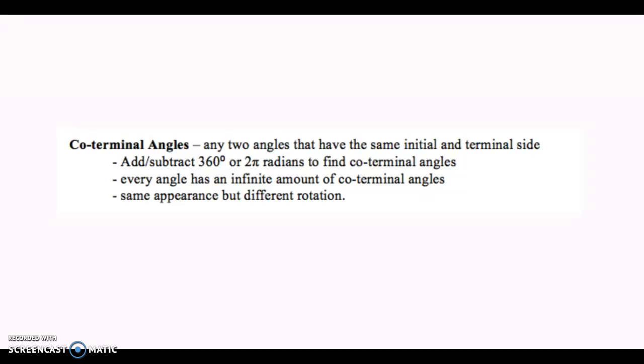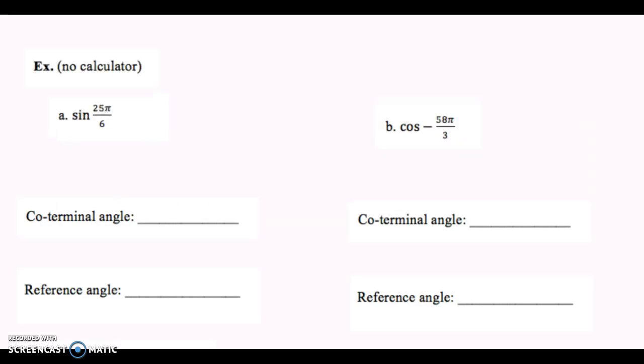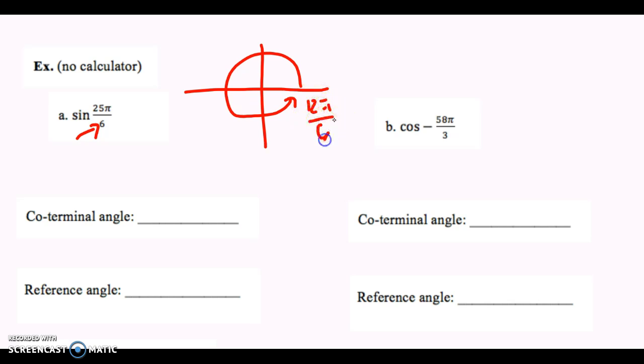Okay, let's do coterminal angles. Coterminal angles are when you've gone a full revolution around and your terminal side is the same as one for a smaller rotation. Sine of 25 pi over 6 is exactly, we'll need a coterminal angle. Since 6 is in the denominator, let's see how many sixths it takes for a full revolution. That should be 12 pi over 6.